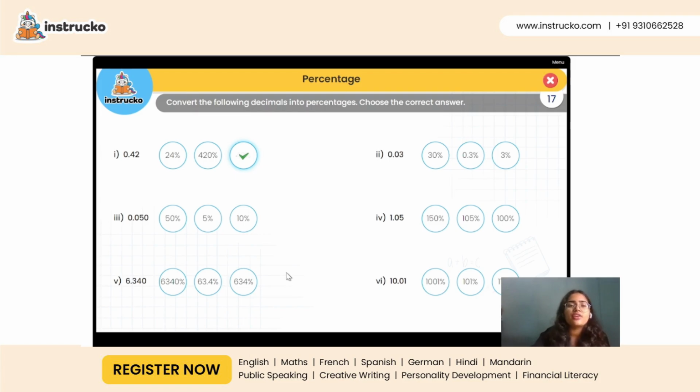This one, 0.050, move the decimal point two steps right, multiply by 100 basically, and you get 5%. This is a bit tricky if you do not fall into the trap of it. This is 634%. Next one is 0.3%. Oh, this is 3%. This is a very tricky one. I hope you did not mistake it. Next one, we have 105%, and the last one, but not the least, we have 1001%.